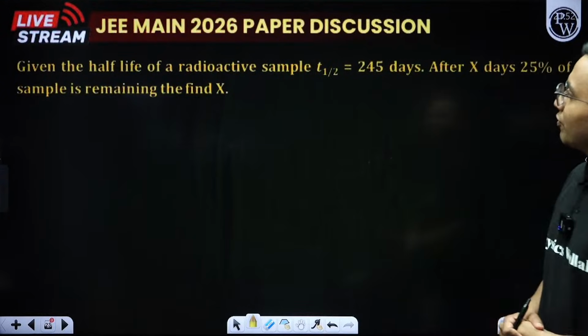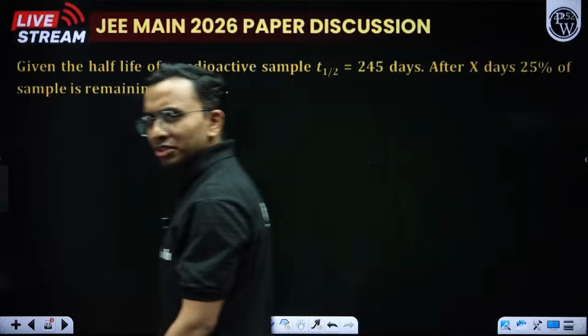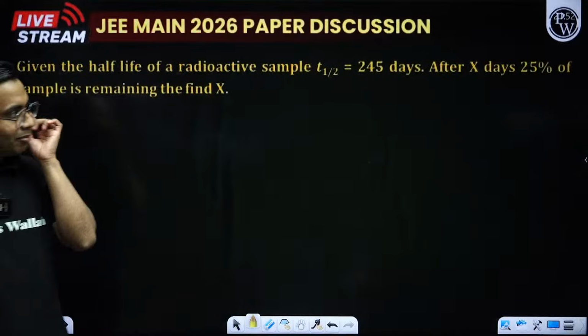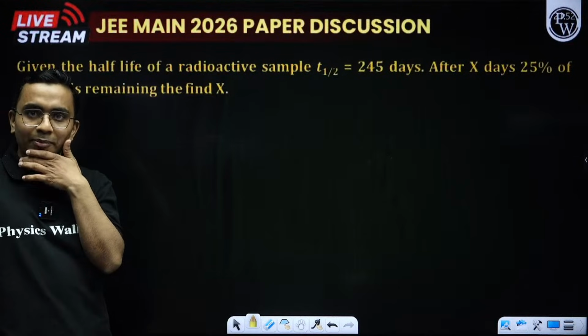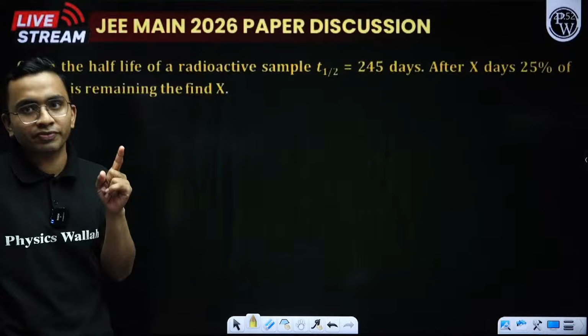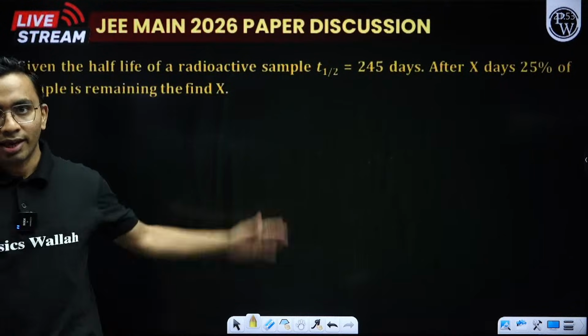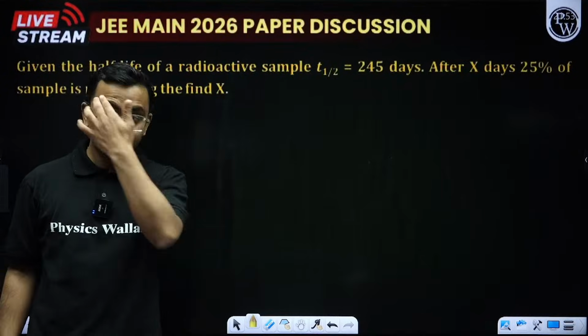Given the half-life of a radioactive sample, radioactivity is not in the syllabus, isn't it? But I think NTA has a habit. I have seen one question in this shift from Doppler's effect, which is not expected to be in the JEE Main syllabus, and this is another question on radioactivity.